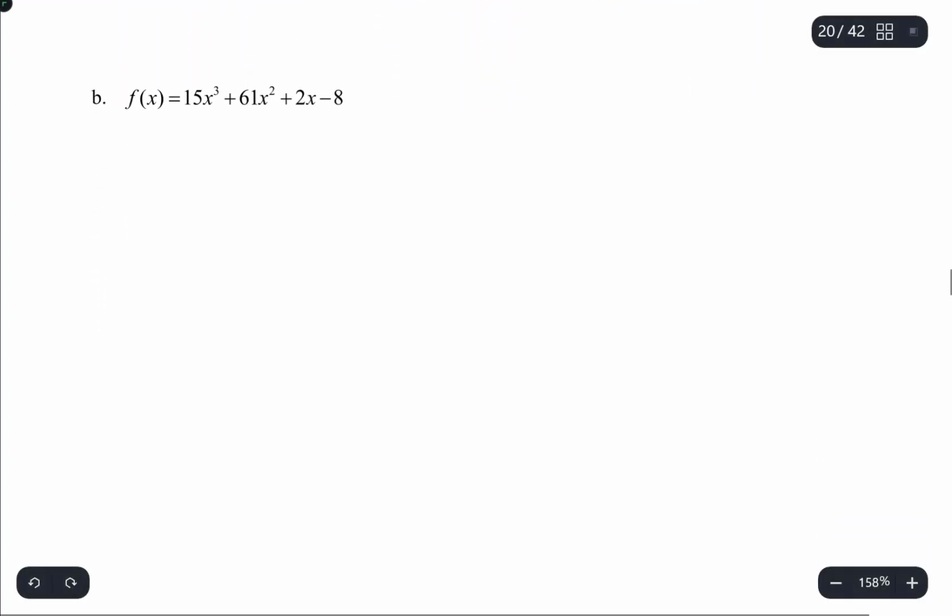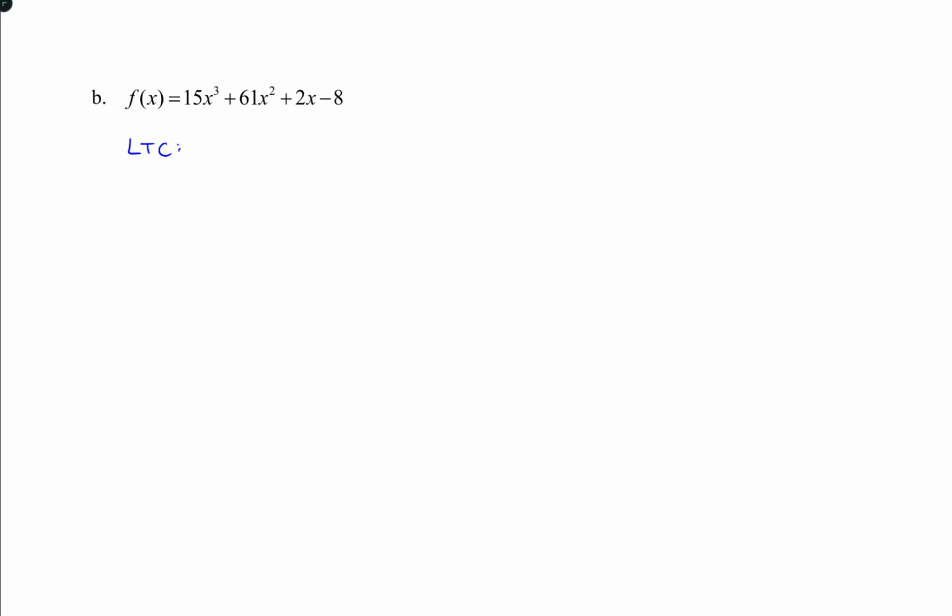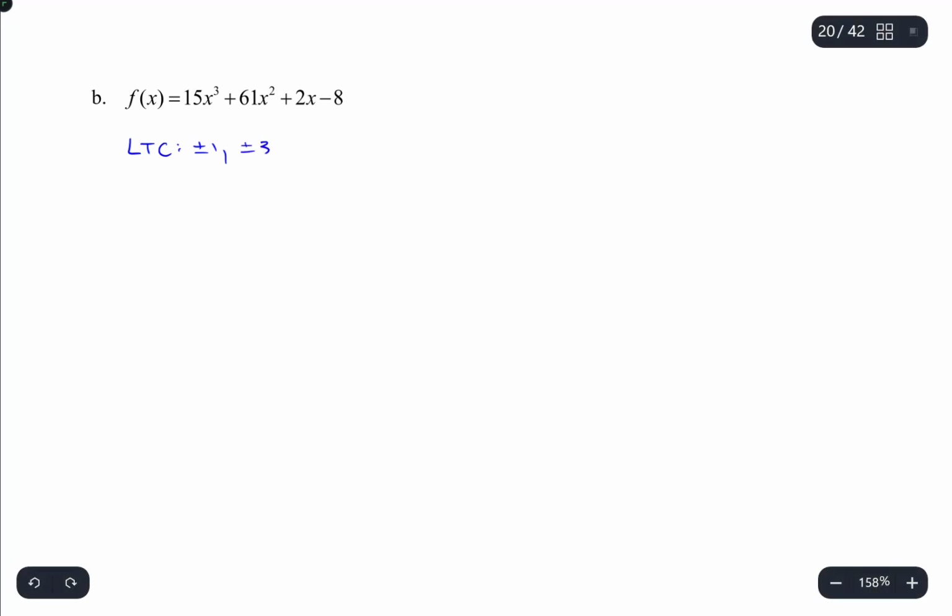All right, the next one here. So again, I'll just list factors of the leading term coefficient. So for 15, 1 is always a possibility. In this case, 3 then, 5, and 15. So there's not very many there. And factors of the constant could be 1, 2, 4, and 8.